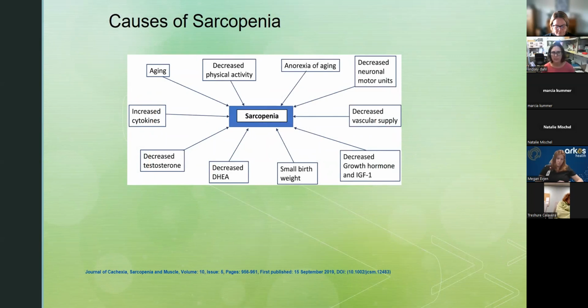Causes of sarcopenia, right, are aging, decreased levels of DHEA, IGF-1, testosterone. We get higher inflammatory markers as we age, so those are the increased cytokines. We're moving less, decreased physical activity. You're eating less, especially protein, like we talked about before. We have decreased neuronal motor units per muscle unit. We have decreased vascular supply. So all of those things. I don't know about the small birth weight thing in there, but I guess it's associated with sarcopenia later in life as well. So that's sarcopenia.